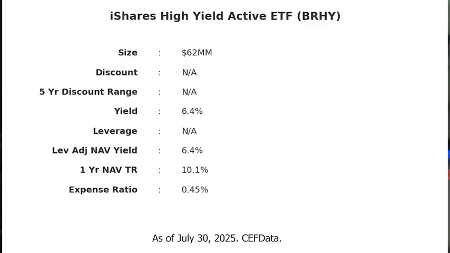You get no discount generally for ETFs. We have a 6.5% yield roughly, and of course there's no leverage for that fund structure. So the manager has to hit 6.5% to give you, the investor, 6.5%. The one-year NAV total return is about 10%, and the expense ratio, common for an active ETF, is 45 basis points.